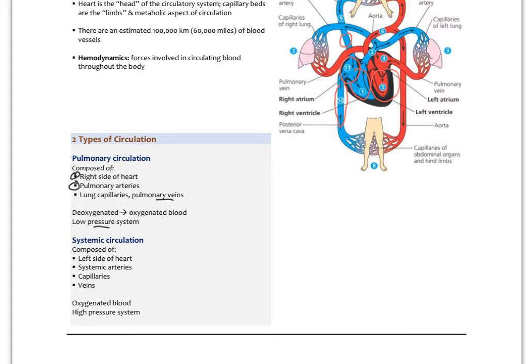That's under higher pressure, especially the arterial side. And so we'll talk about how we measure blood pressure and what those numbers mean. But that's at a much higher pressure than the pulmonary circulation.